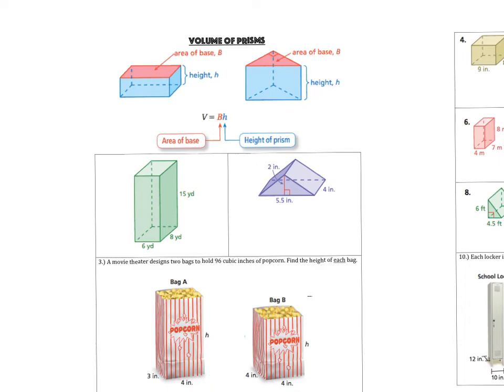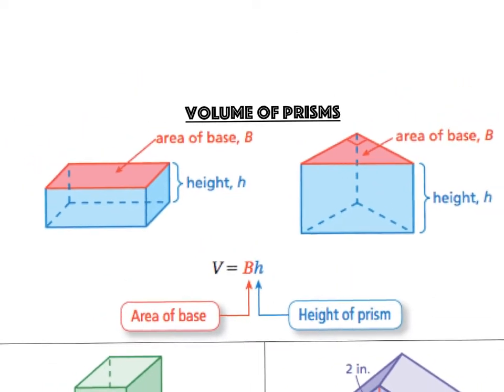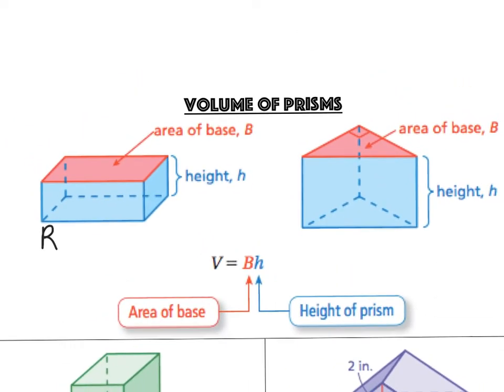Hi guys, we're going to talk about volume this week, and we're just going to start with two shapes. We're going to start with a rectangular prism and we're going to start with a triangular prism.